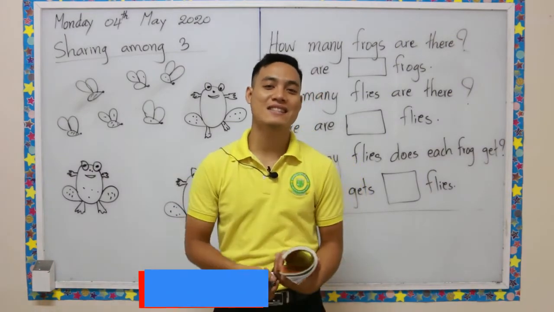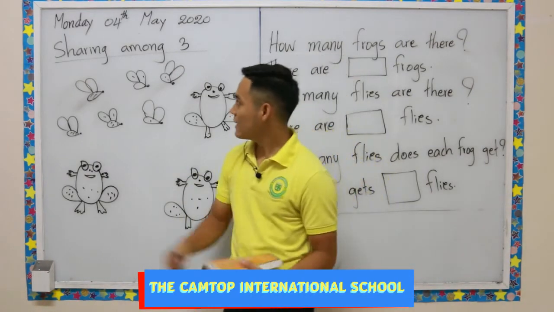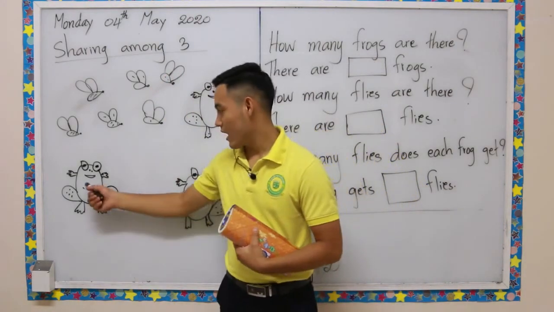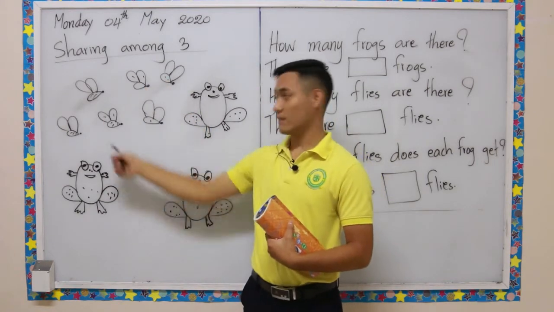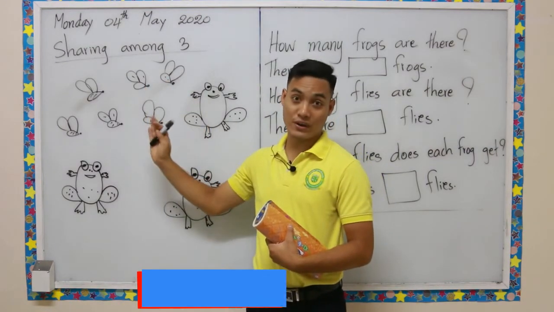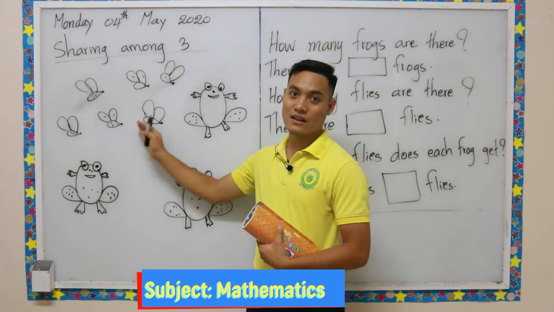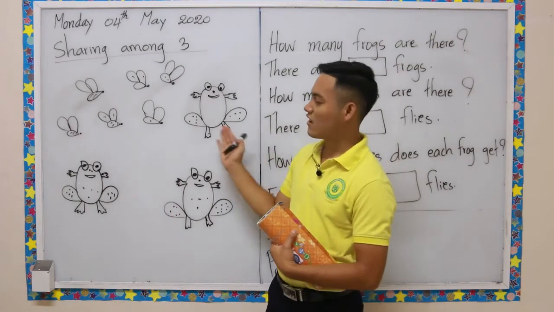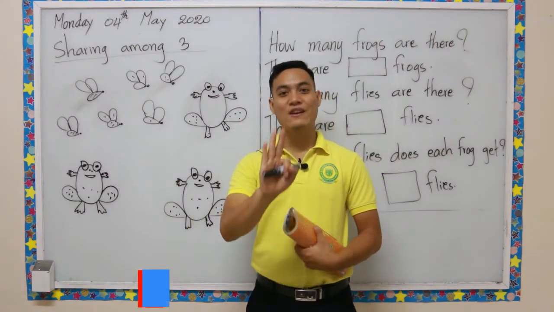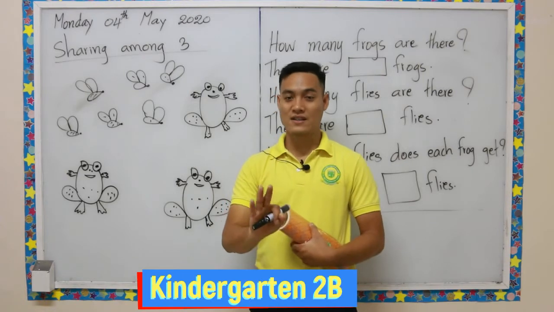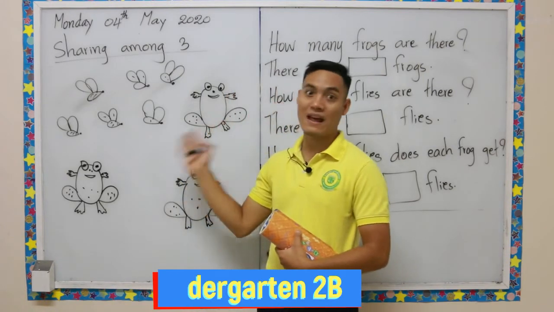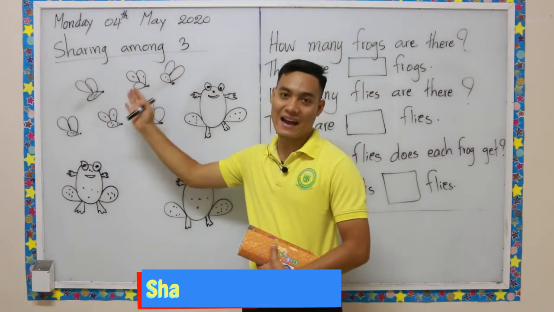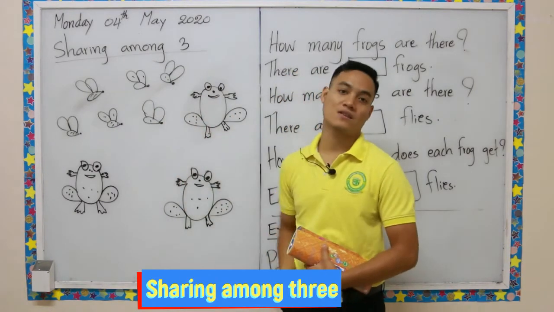Okay, now let's go to the lesson together. Over here, in sharing among three, we are going to learn about sharing the flies, the food, to the frogs. We have not only one and not only two, but three frogs. We have three frogs and some flies, but I don't know how many flies, and we're going to share all these flies among the three frogs.